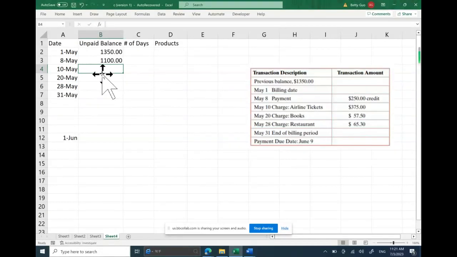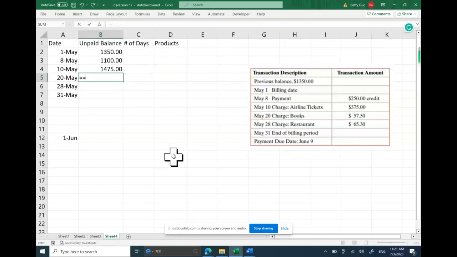On May 10th, you spend money, so your balance will go up. You are going to add $375 on top of $1,100, and you're going to have a bigger number in this cell. I'm going to use the function B3 plus 375. And on May 20th, the balance goes up again. So you're going to add $57.50 on top of $1,475.